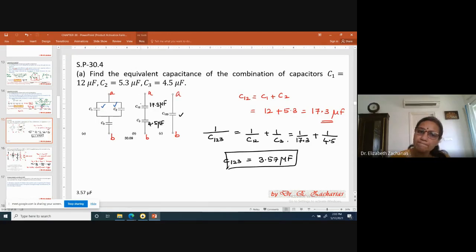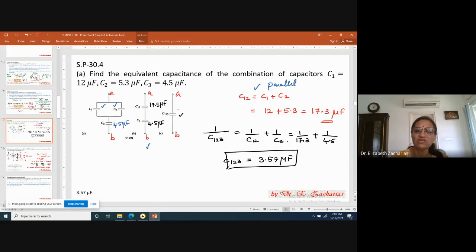This step is clear? Yes, ma'am. I'll call it C12, and then that is in series with C3. Now what will be C12? According to my knowledge of combination in parallel, C12 is equal to C1 plus C2. So I just have to add these two and I get 17.3 microfarad in series with your 4.5 microfarad. This picture is clear? Yes, ma'am. Next, I want to put these two together and get C123.